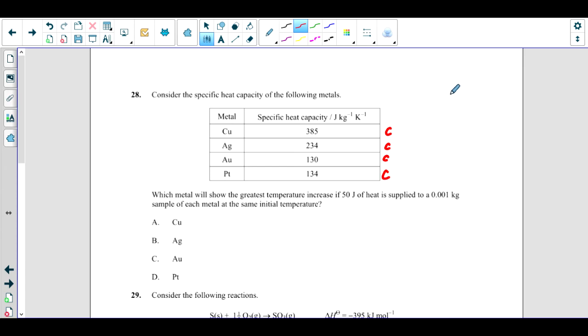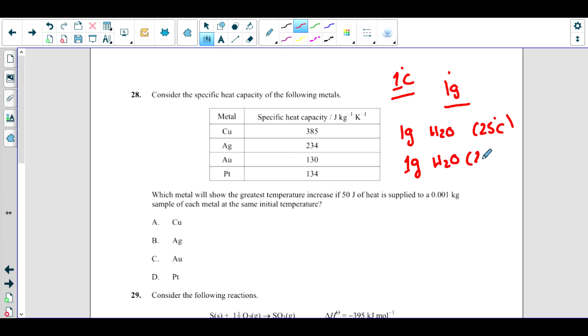To understand this question, what we should focus on is, what is specific heat? Specific heat capacity is basically the amount of heat you need to change the temperature of a substance by 1 degree centigrade. How much? 1 gram. For example, if you have 1 gram of water at 25 degrees centigrade, how much heat should you add so that it becomes 26 degrees centigrade, a change in temperature by 1 degree centigrade.